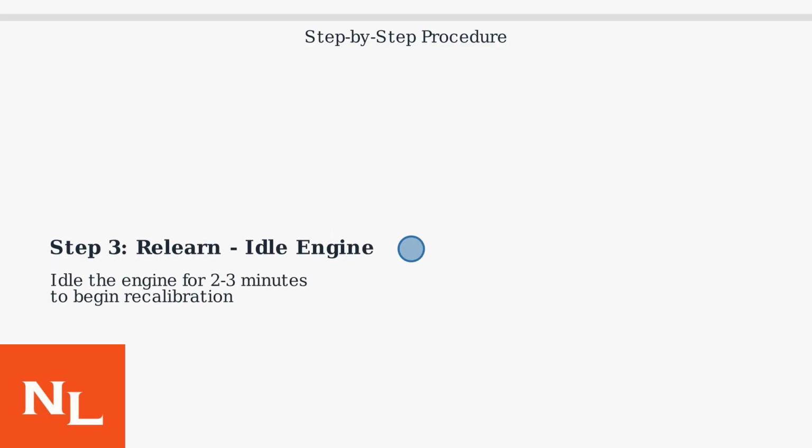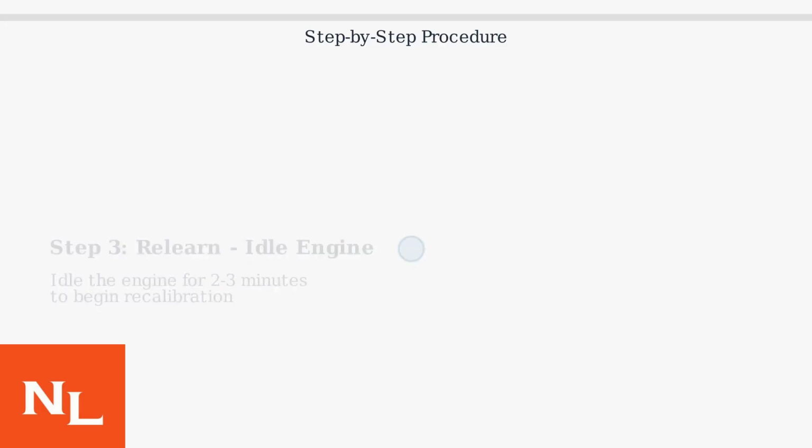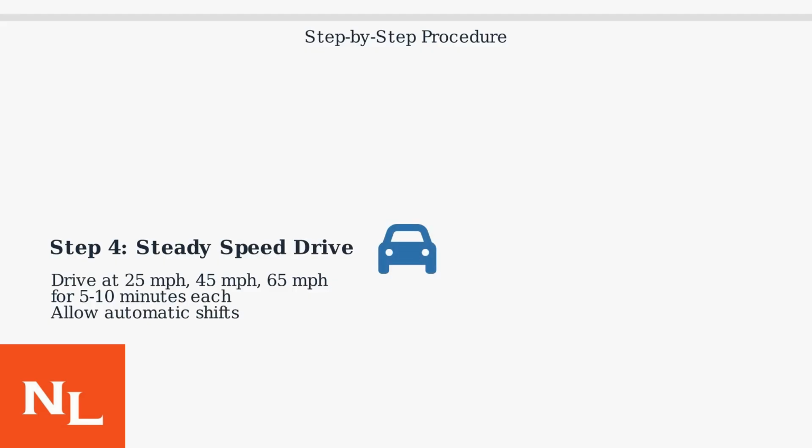Post-reset, the relearn process is crucial. Start by idling the engine for 2-3 minutes. Next, drive at steady speeds, approximately 25 miles per hour, 45 miles per hour, and 65 miles per hour, for 5 to 10 minutes at each speed, allowing the transmission to shift automatically.